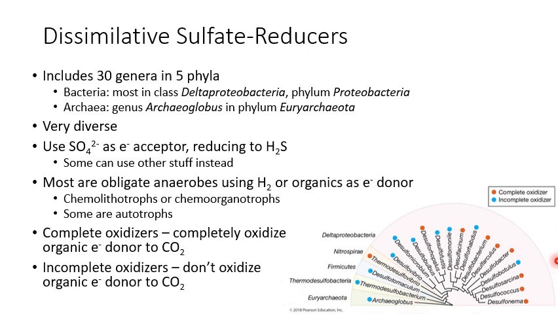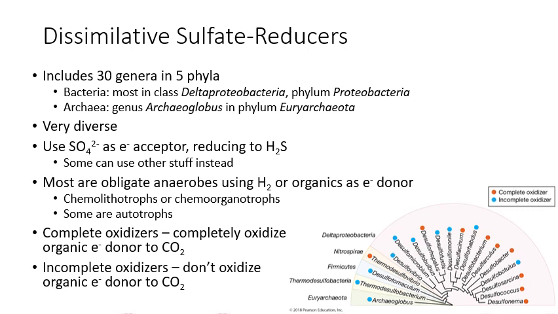And then the diagram at the bottom is showing you the different genera of dissimilative sulfate reducers. So here you have the Archaeoglobus, which is your archaeal genus that can do sulfate reduction for energy, and then the rest of these are all bacterial. You have a genus in the phylum Thermodisulfobacteria, another genus in the phylum Firmicutes, another genus in phylum Nitrospirae, and then all of these other genera are all in phylum Proteobacteria, class Delta Proteobacteria. So it's a very diverse group, as you might guess from how many different phyla include sulfate reducers.